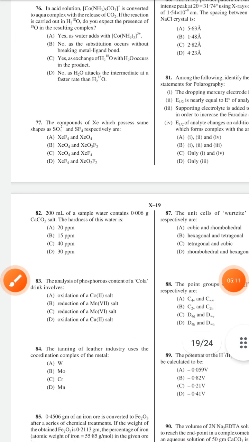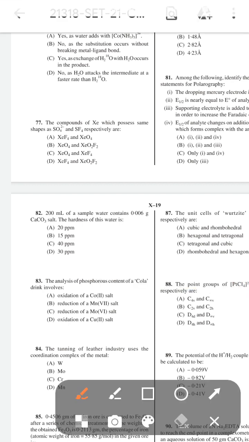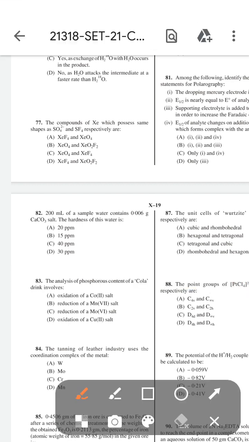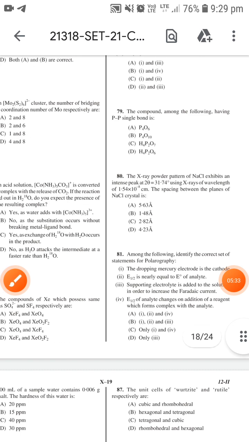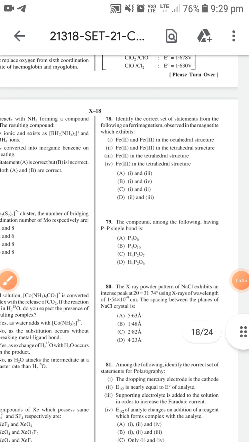Next, the compounds of Xe which possess the same shape as SO4 2- and SF4 respectively are. Here the correct option is option B. It is also from main block elements, or general inorganic chemistry as we can say.